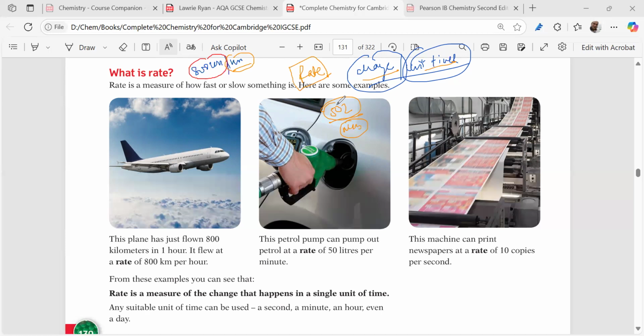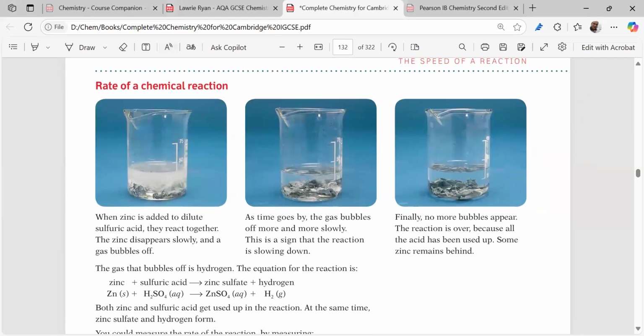Suppose you are going to the printing press. The printer is printing out copies, suppose 10 copies per second. So the rate is how much? 10 copies per second. See the time unit? It can be hours, minutes, or seconds. But change happening per unit time is called the rate. That thing you have to master. Now we go to the part of a reaction. What is the rate of a reaction? Rate is a change happening per unit time.